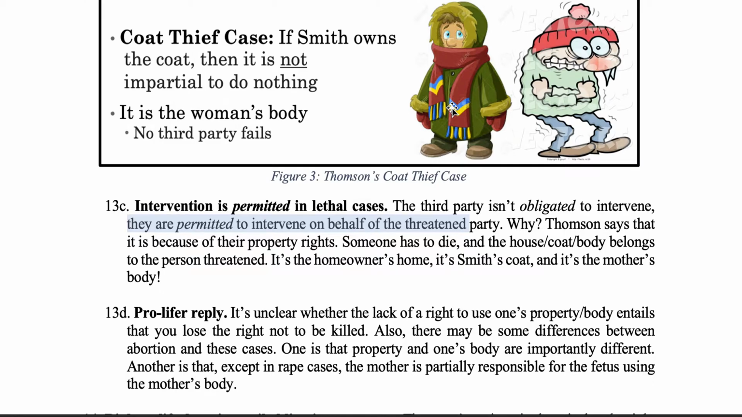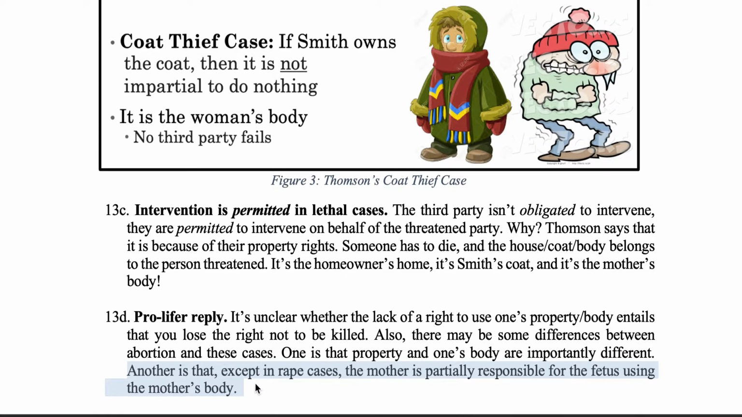But the pro-lifer might say, just because the fetus lacks a right to use the mother's body or property, that doesn't mean that they lose their right not to be killed. That doesn't mean they give up their right to life. Okay. And they might say, well, there's differences too. Property's not the same as body, or physical property like a coat or a house, right? And then, kind of the most important one that we'll come to later, except for rape cases, right? The mother is partly responsible for the fetus using her body.